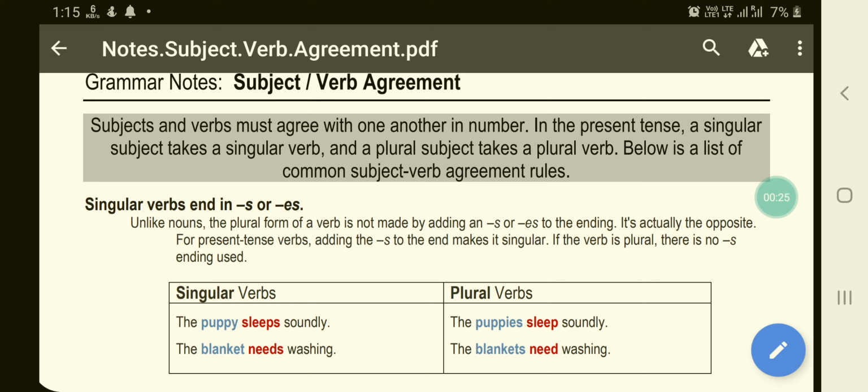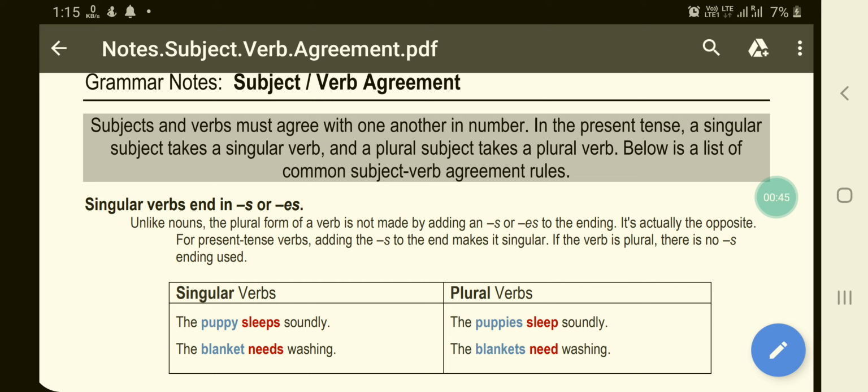Now, children, subject verb agreement again is based on your prior knowledge, which you have already studied in class 7, 8, and now you are going to do once again in class 9. Children, be very careful and note down each and every point properly.